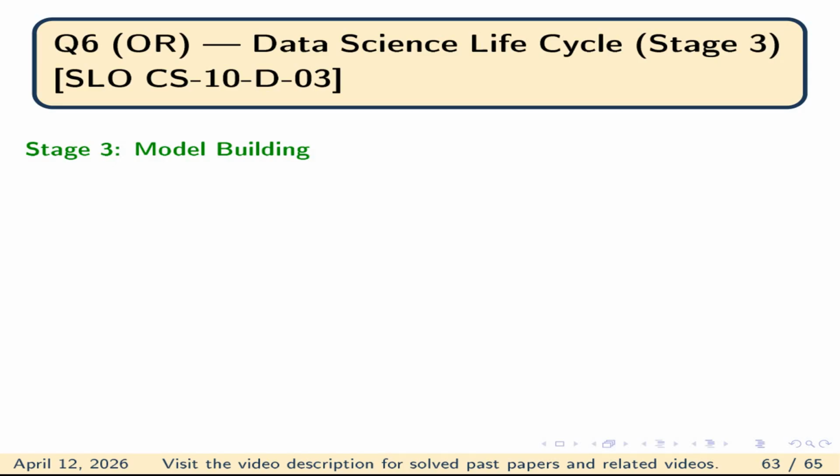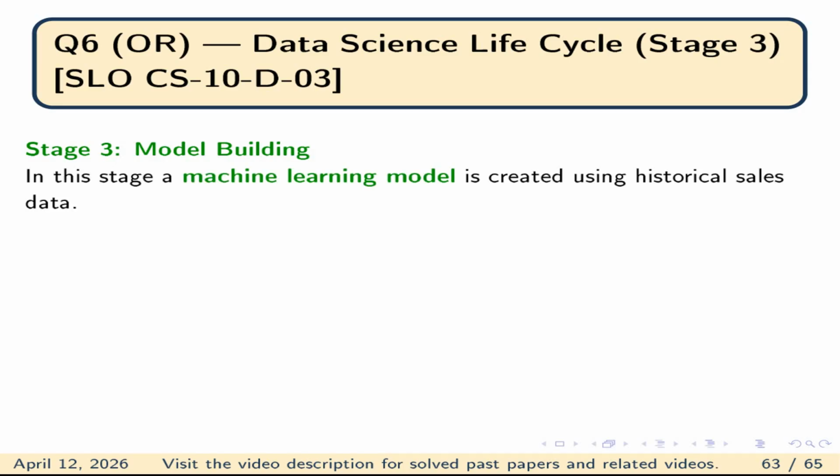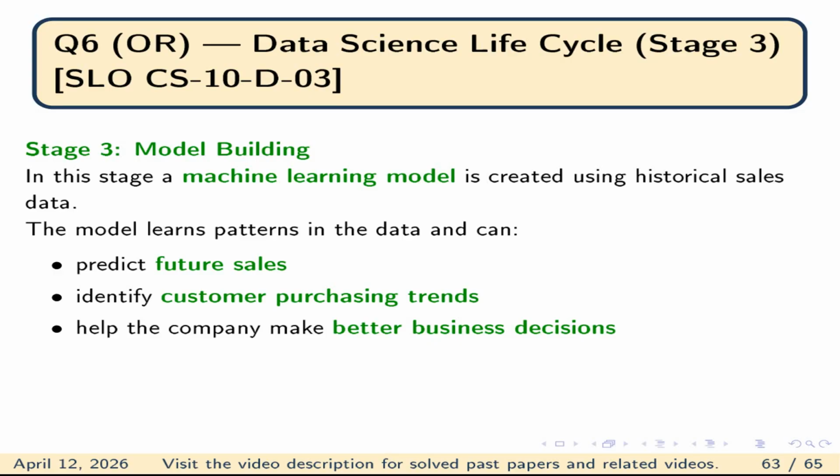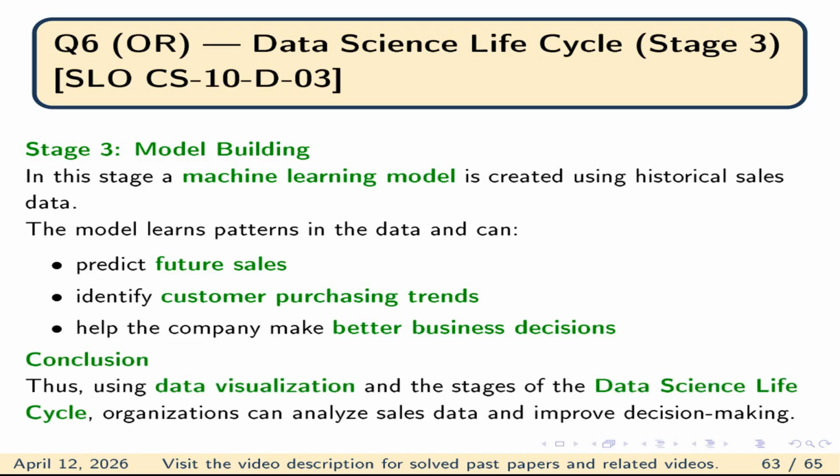Stage 3, that is model building. In this stage, a machine learning model is created using historical sales data. The model learns patterns in the data and can predict future sales, identify customer purchasing trends, and help the company make better business decisions. Conclusion: thus, using data visualization and the stages of the data science life cycle, organizations can analyze sales data and improve decision making.